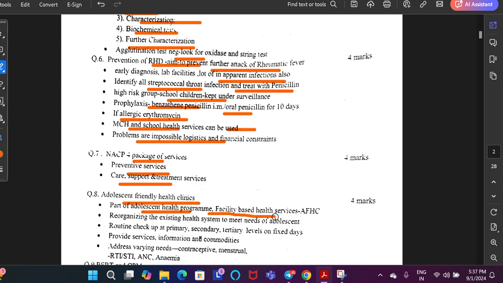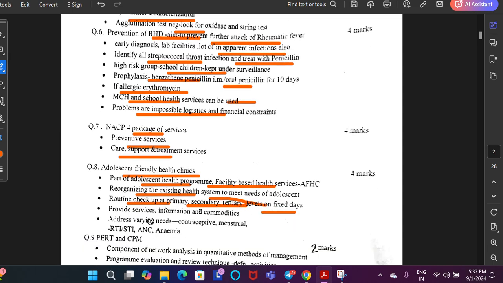Part of the adolescent health program, facility based health services, reorganizing the existing health system to meet the needs of the adolescent: routine checkup at primary, secondary and tertiary levels on fixed days, provide services, information and commodities, address the varying needs: contraceptive, menstrual, reproductive tract infection, sexually transmitted infection, antenatal care and anemia.